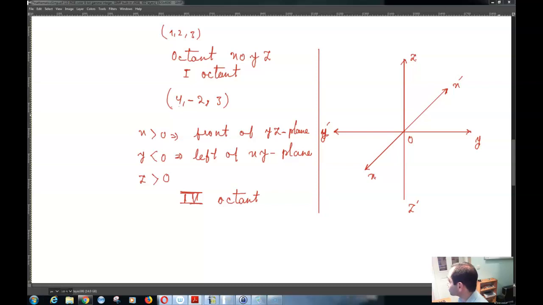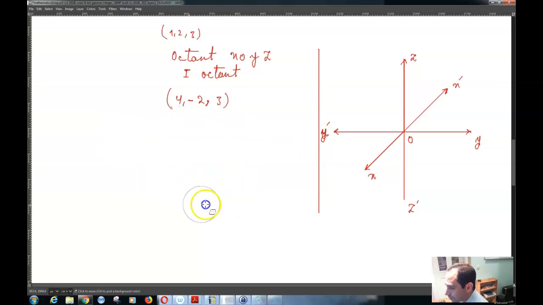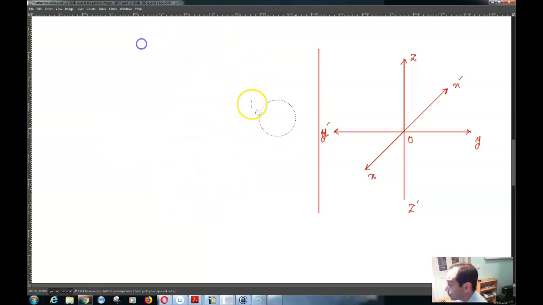Number 2, the fourth octant. Okay, so the next one is the point 4, -2, -5. So your x is positive, your y is negative, and your z is negative.